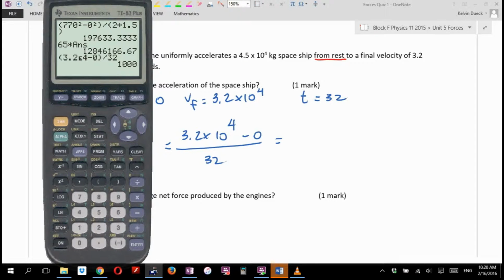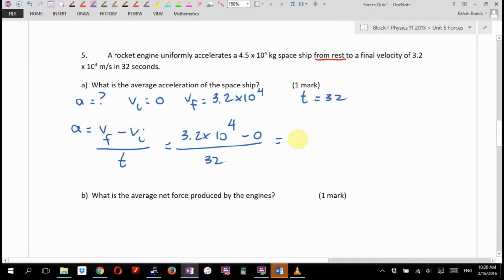And I get an acceleration of 1,000 meters per second squared. Okay. Here, I'd probably go half mark, half mark.